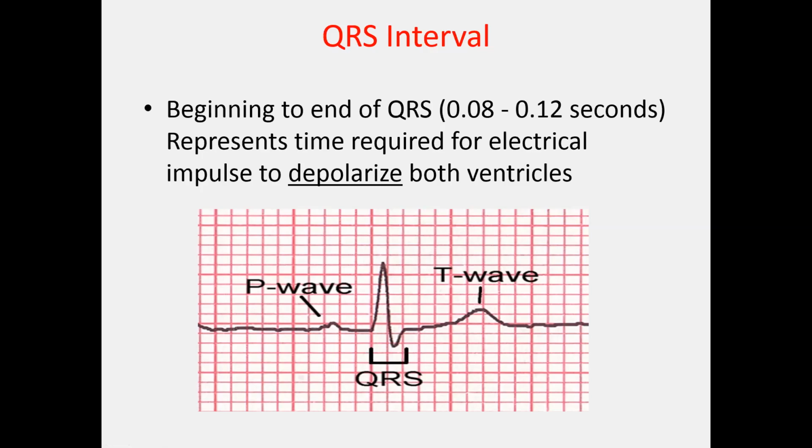And what does that measurement indicate? It represents the time required for the electrical impulse to depolarize both ventricles. So this is what we're measuring, the time that it takes to depolarize both ventricles. It should take between 0.08 to 0.12 seconds.